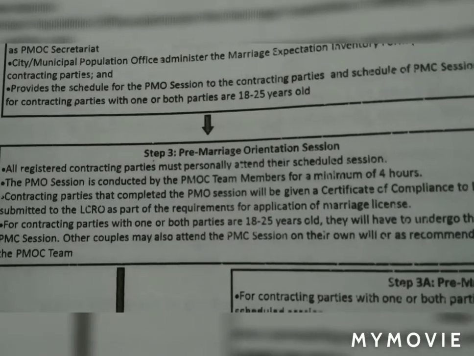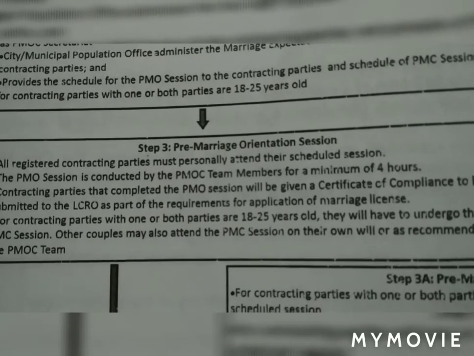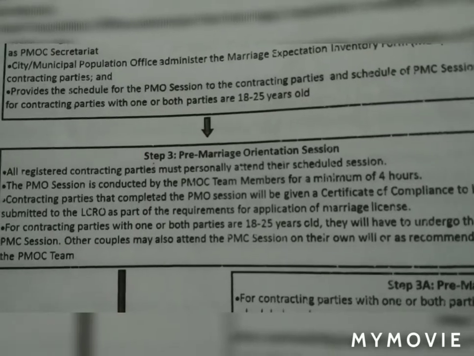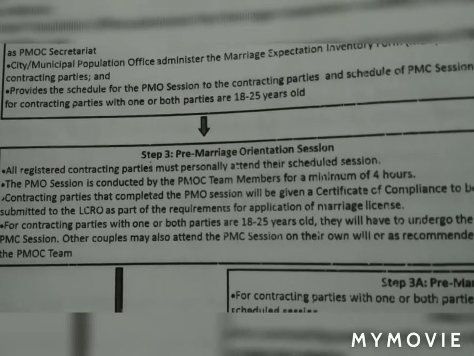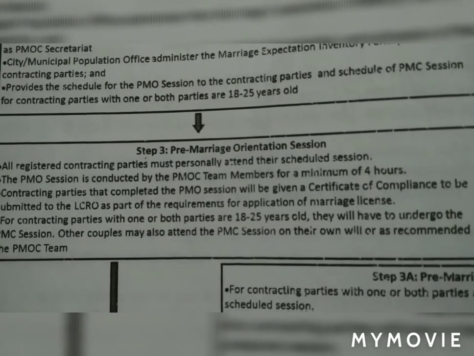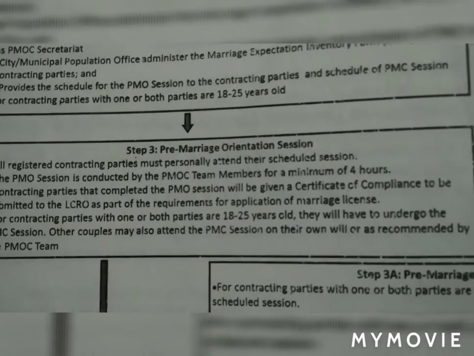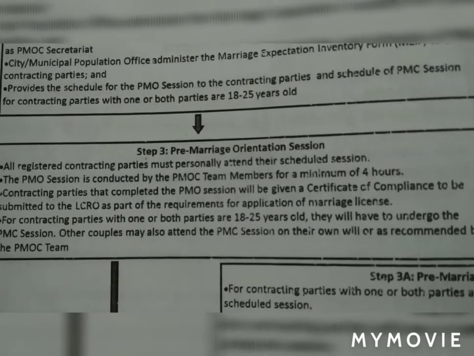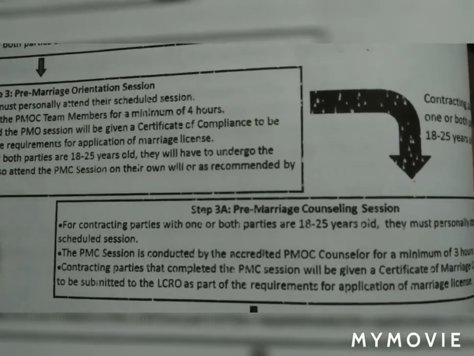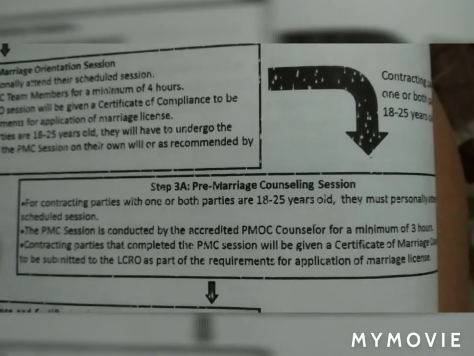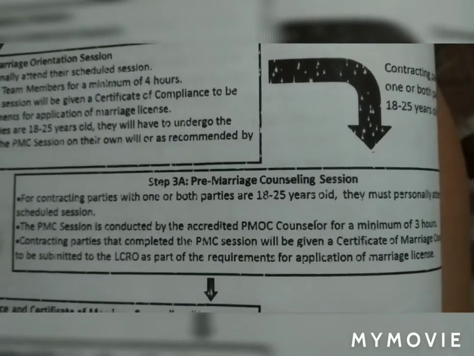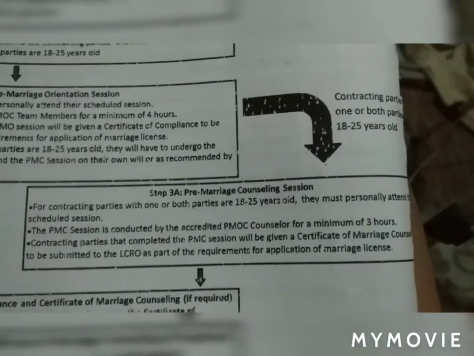For contracting parties with one or both parties 18 to 25 years old, they will have to undergo the PMO or PMC session. Other couples may also attend the PMC session on their own will or as recommended by the PMOC team. Step 3A, pre-marriage counseling session. For contracting parties with one or both parties 18 to 25 years old.